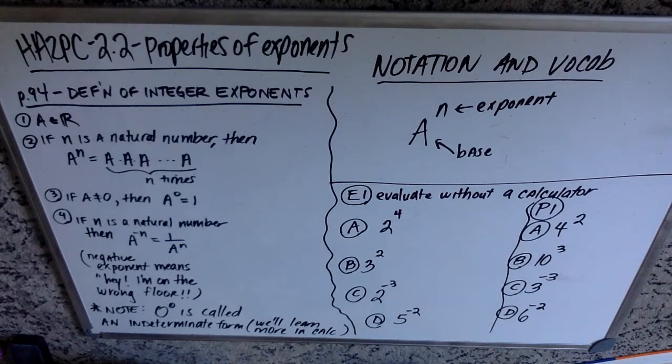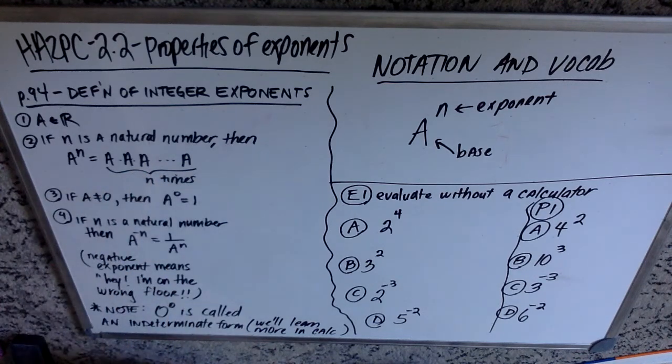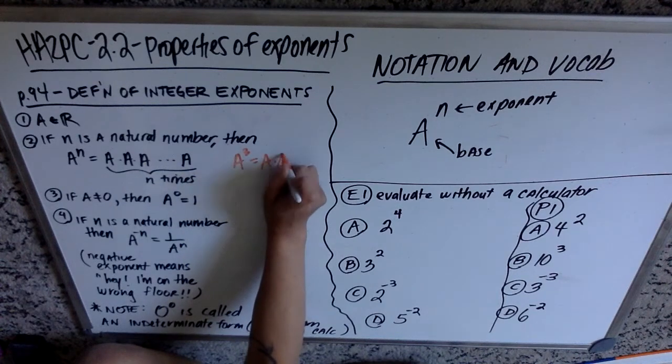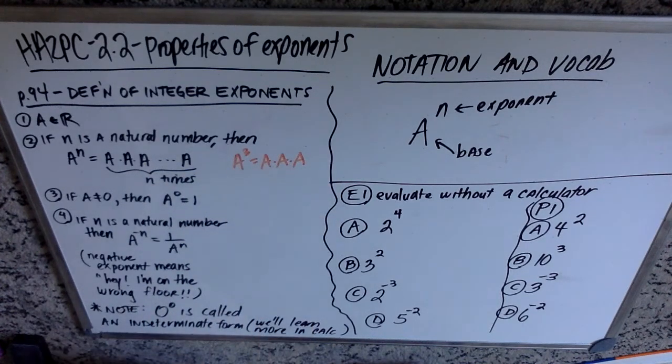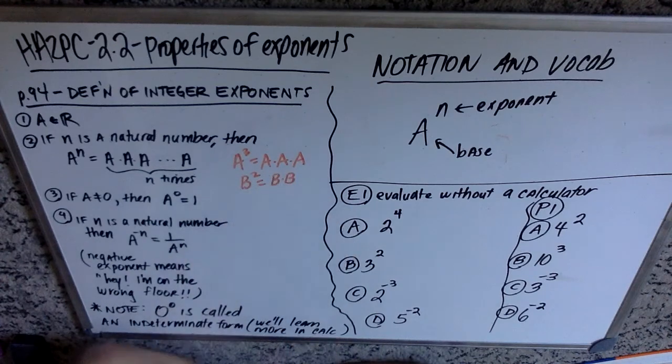So let a be an element of the reals. We've talked about that already. That's the same way of saying it: a is a real number. If n is a natural number, meaning a counting number, 1, 2, 3, 4, 5, etc., then a to the n means a times a times a, n times. So, for example, a cubed would mean a times a times a. And b squared would be b times b.